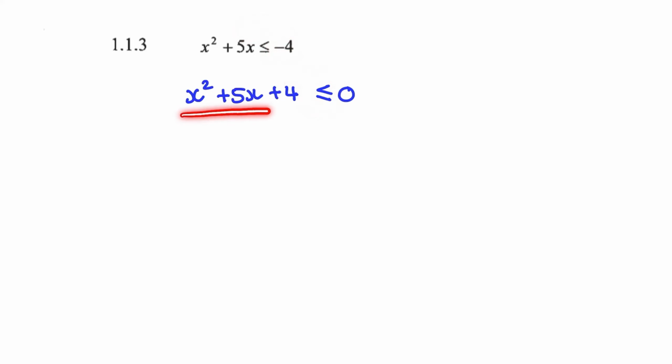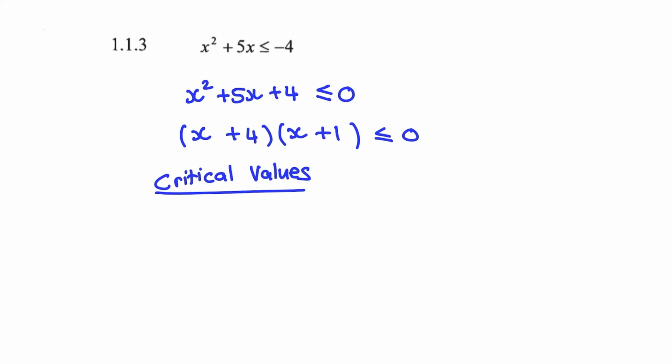Now, in order for us to find the critical values, we again need to factorize this trinomial. So if I factorize, I have x and x in the brackets, plus 4 and plus 1. Now I can find the critical values of this inequality. And we find the critical values by placing each of these brackets equal to 0. So my first bracket, x will be equal to negative 4. And in my second bracket, x will be equal to negative 1.